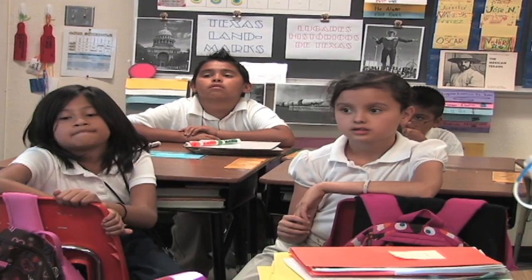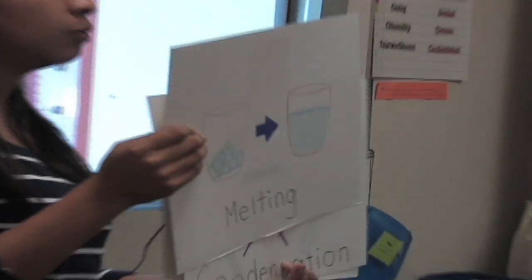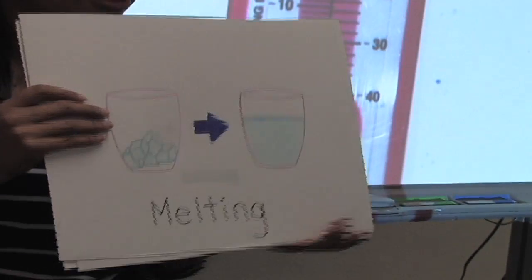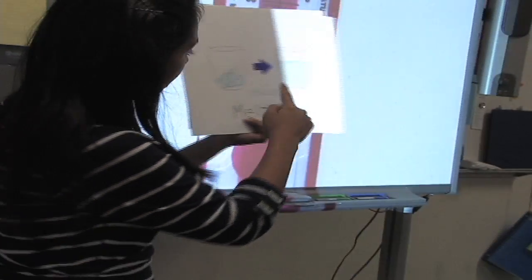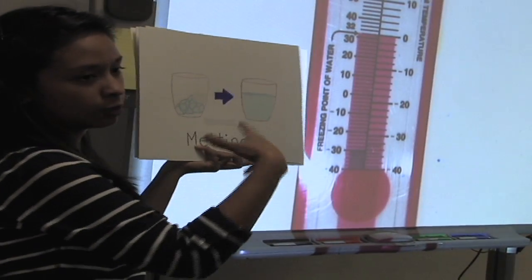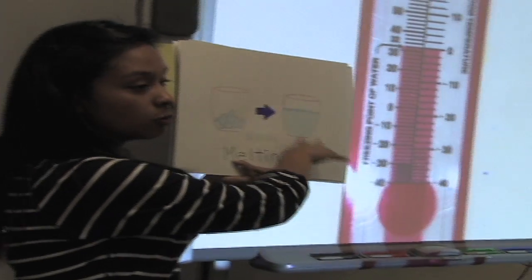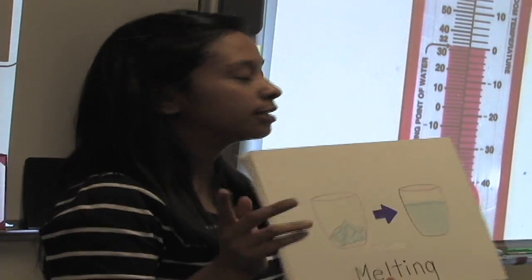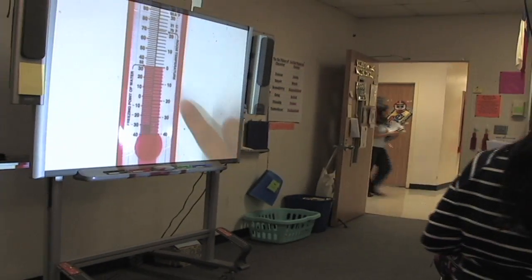And now I'm going to show you a picture of melting. When ice receives heat, it becomes liquid water. There's some ice cubes, and whenever they receive heat, they become water, just liquid. So, what's the temperature for this stage? It still stays at 0 degrees Celsius.